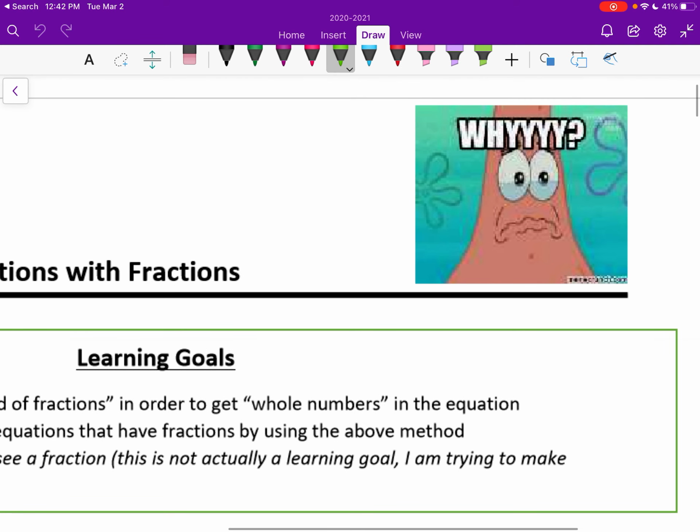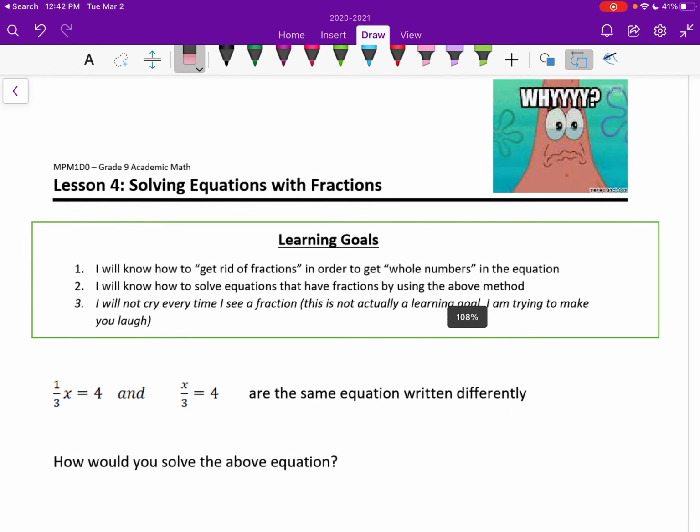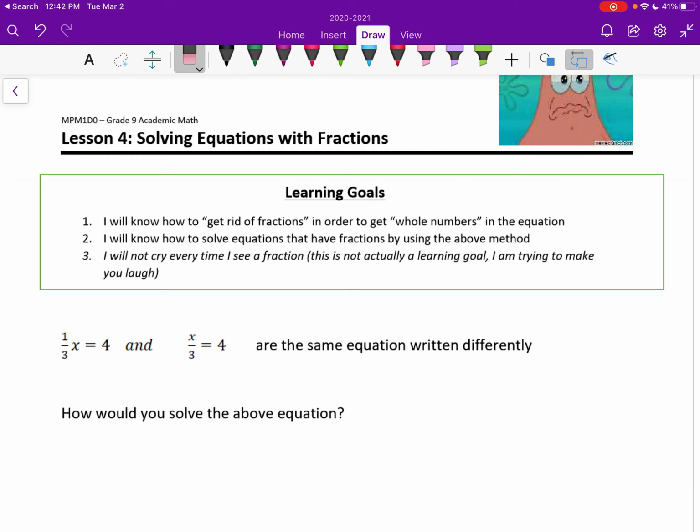And I know there's a little Patrick over here crying because I know how much everyone hates fractions, but I'm going to try to make it a little bit easier for all of us so that we don't hate them as much, okay? So, by the end of this lesson, you will know how to get rid of fractions in order to get whole numbers in the equations, right? You'll know how to solve equations that have fractions by using that method that I had above. And then last but not least, you will not cry every time you see a fraction.